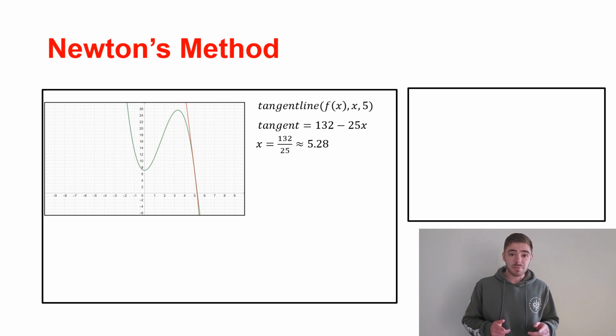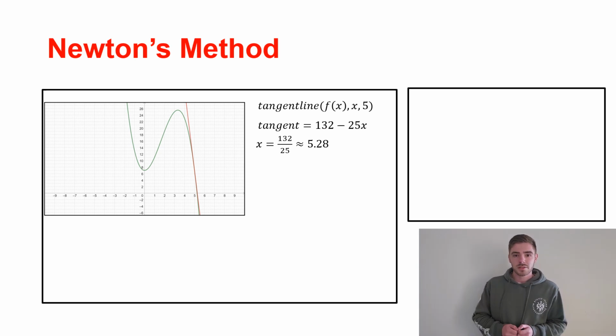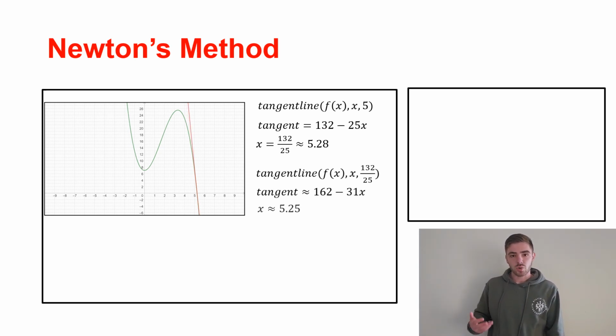This solution is going to become the new guess that we then plug back into the Newton's method approach. So we're going to find a new tangent line at this new x-coordinate, and sure enough, the intercept of the new tangent line is going to be closer again to the solution that we're looking for. You can repeat this process over and over again, and you'll get closer and closer to the solution that you're looking for. This is how Newton's method works.